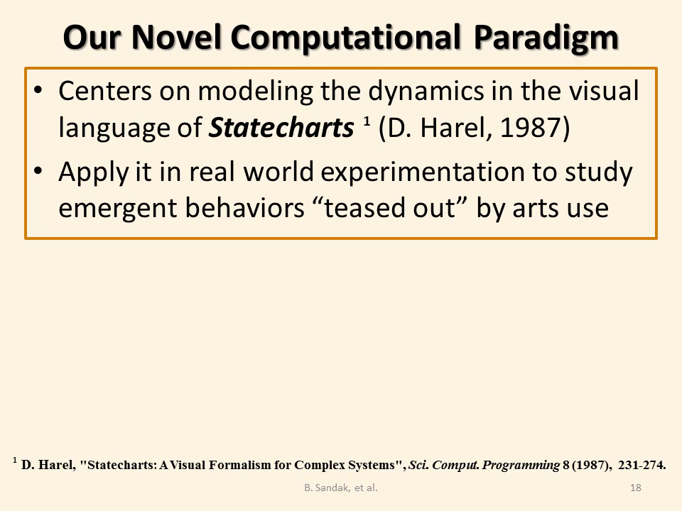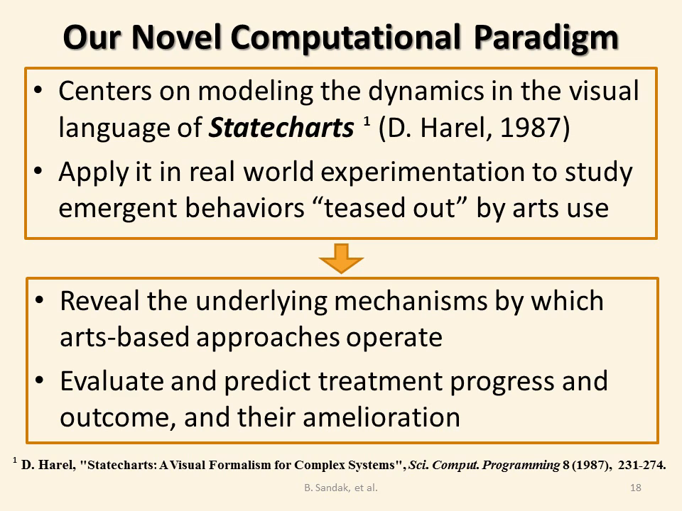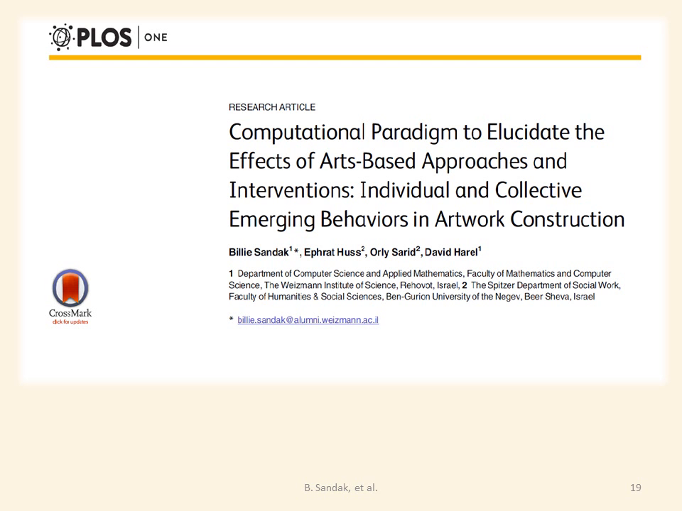We apply our novel technology, in real-world experimentation, to study emergent behaviors of humans in response to arts use. This will allow us to reveal the underlying mechanisms by which arts-based approaches and interventions operate, and eventually, to evaluate and predict treatment progress and outcome, and their amelioration. The introduction of our novel methodology, and its use in a proof-of-principle artwork study with human participants, was recently published in the scientific journal, PLOS One. The contents of this publication will be presented here next.